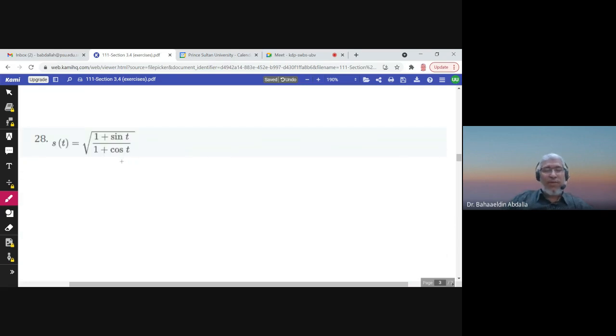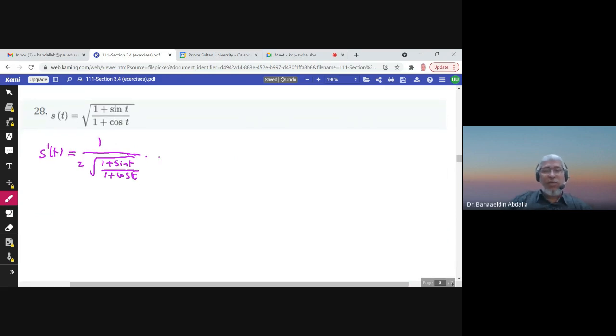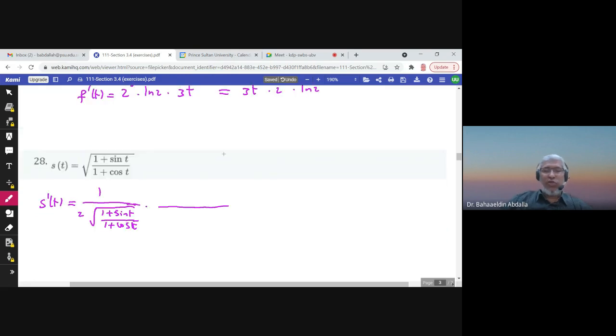Well, here I have a square root. So s prime of t would be 1 over 2 times the square root of (1 plus sine t over 1 plus cosine t), then times the derivative of what is inside the square root, the inner function. And here I use the quotient rule.